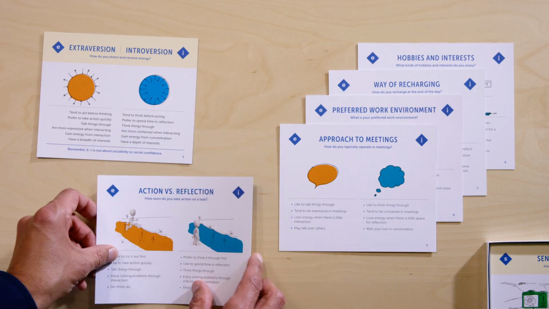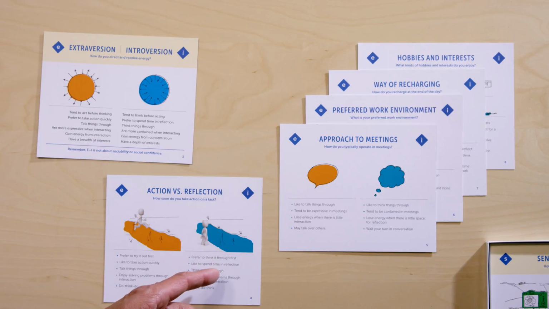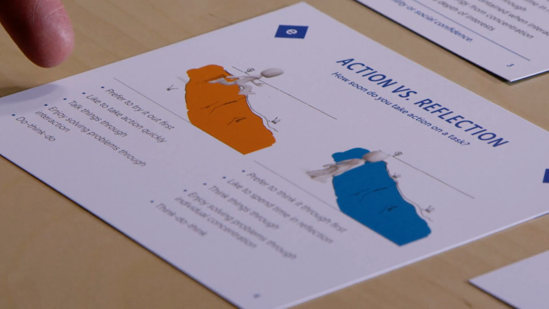Once the discussion is complete, use the front of the card to debrief. Then bring the exploration full circle by using the bullet points to show typical answers to the question you started with, "How soon do you take action on a task?" for both sides of this preference pair.